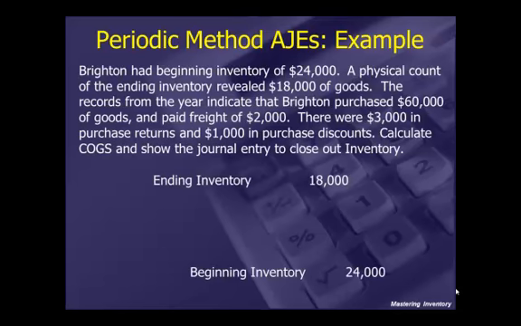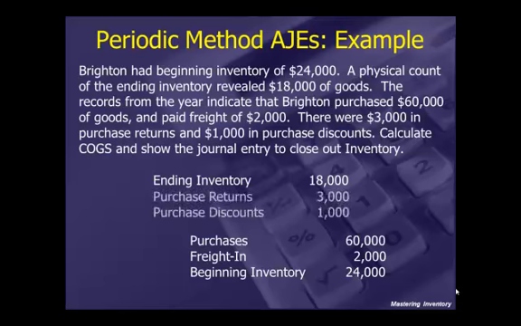So we're getting started. We're debiting ending inventory 18,000, crediting the beginning inventory 24, crediting purchases for 60, freight in for 2, debiting purchase returns and purchase discounts for the 3,000 and 1,000 respectively, and that leaves us cost of goods sold that will be debited for the 64,000 that matches the computation previously. The debits equal the credits, and we have closed out or transferred the amounts from the temporary accounts to cost of goods sold, and we've updated the ending inventory.